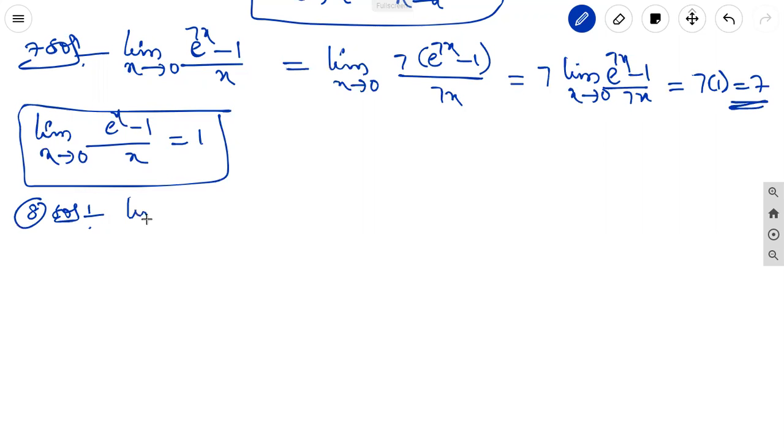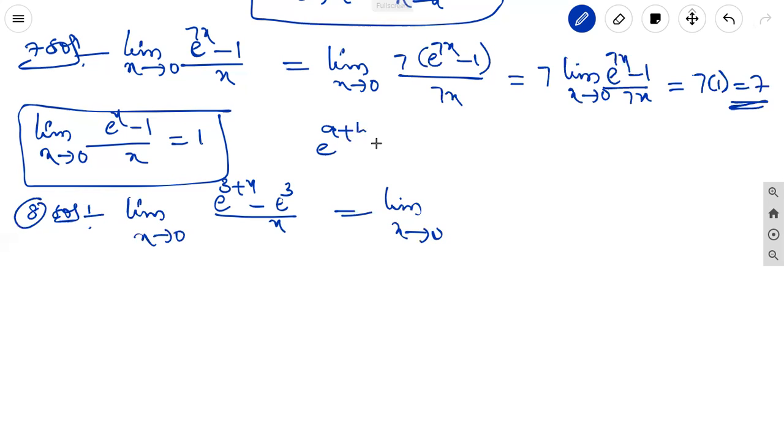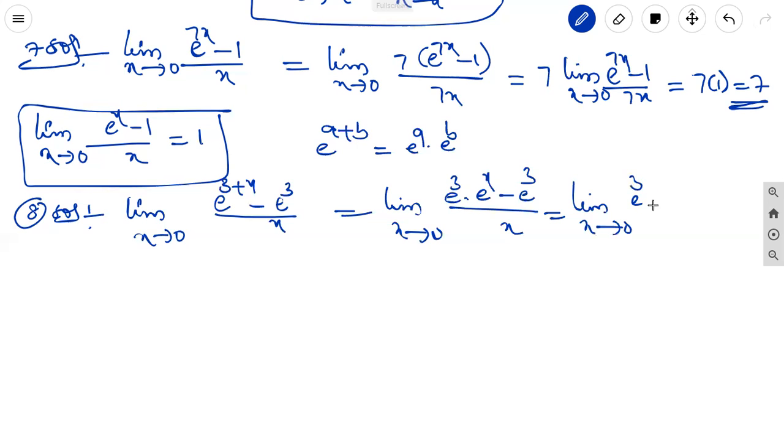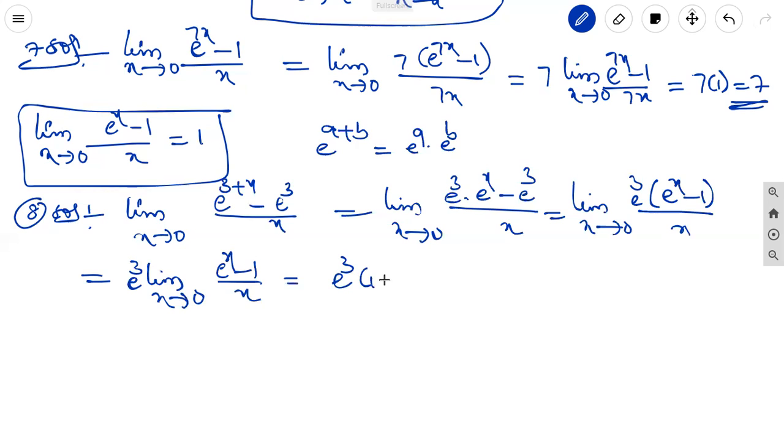The eighth solution is limit x tends to 0, (e^(3+x) minus e^3) by x. It is also suitable for the above formula. This can be written using e^(a+b) equals e^a into e^b. So it is e^3 into e^x minus e^3, by x. Taking e^3 common, it is e^3 into (e^x minus 1) by x. E^3 is a constant, so it goes outside, and limit x tends to 0, (e^x minus 1) by x is 1. The answer is e^3 for the eighth solution.